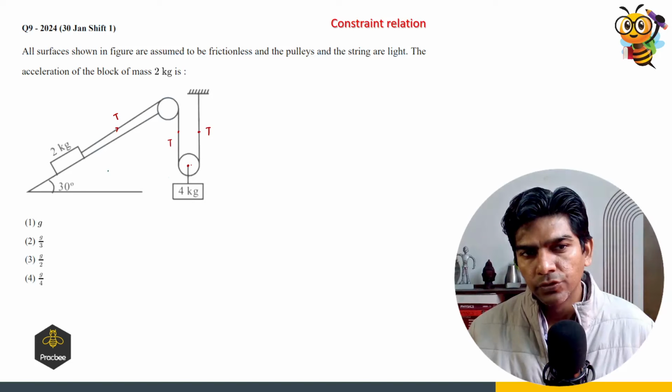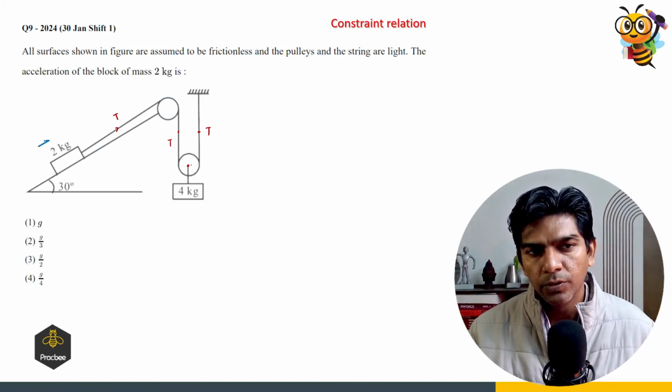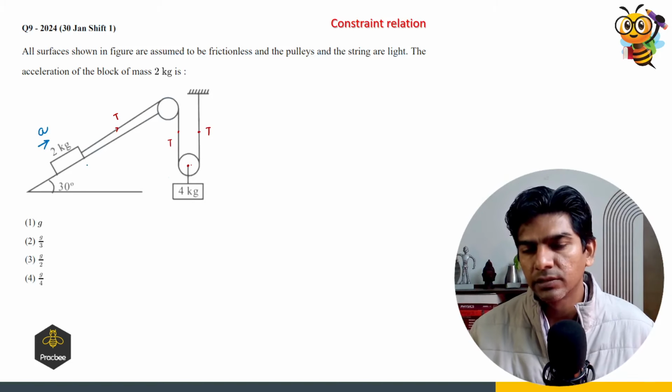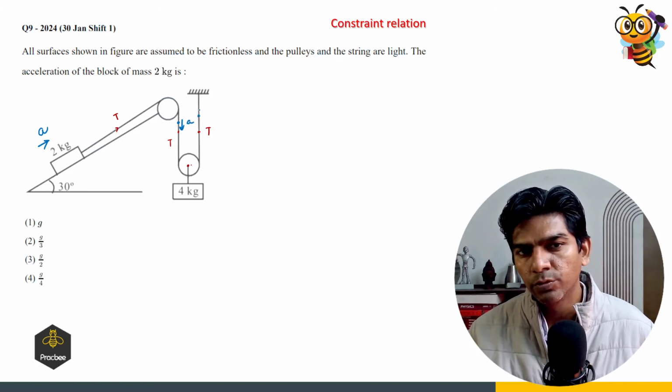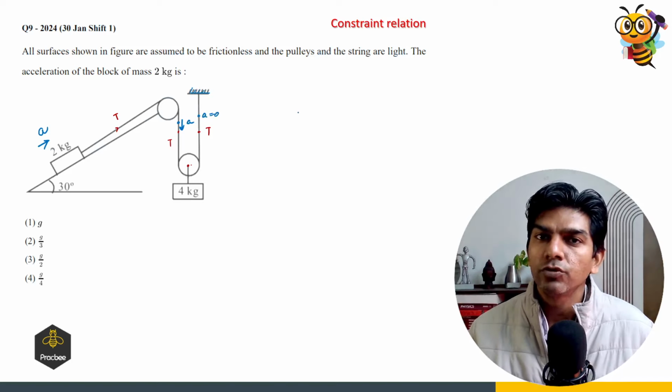Okay, so if I assume that 2 kg is going up the incline with an acceleration A, right? So we can say this point will go down with an acceleration A. This point will not move at all because this string is connected to a fixed support. So here acceleration will be 0. Now we're going to apply pulley constraint.